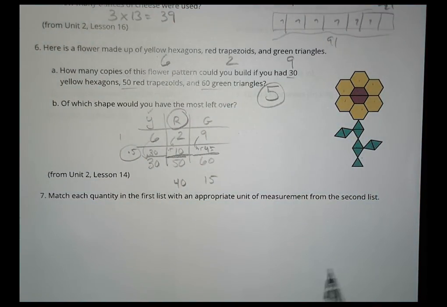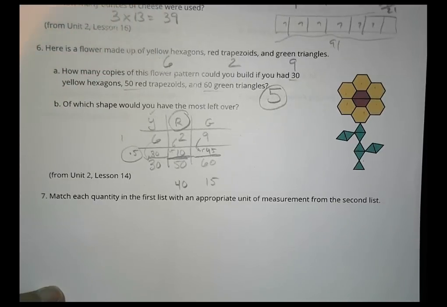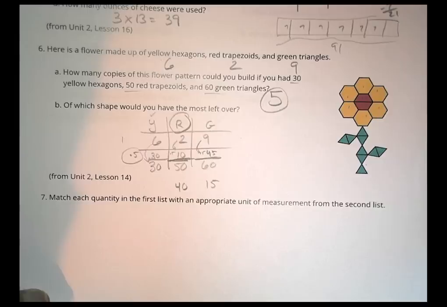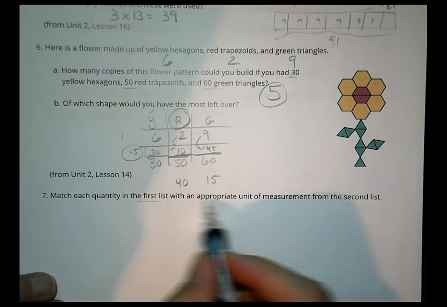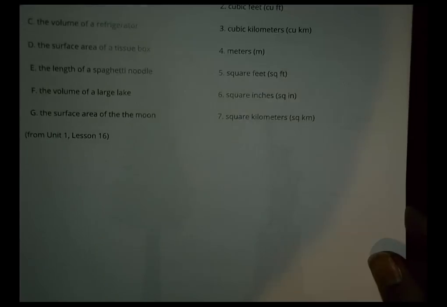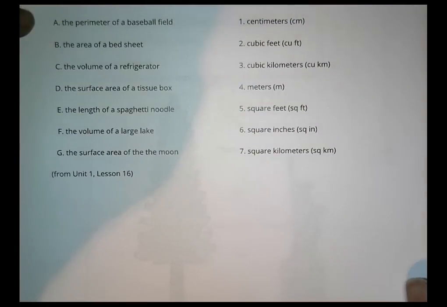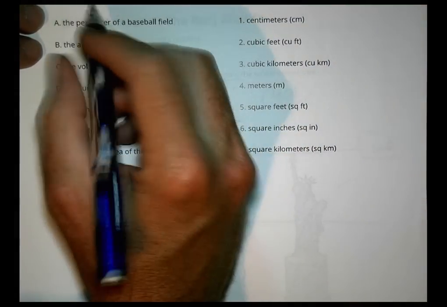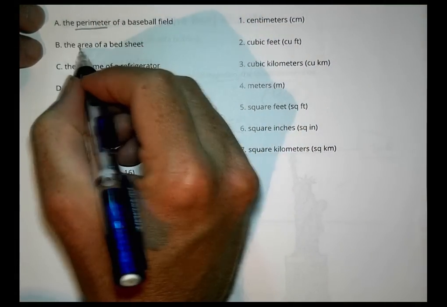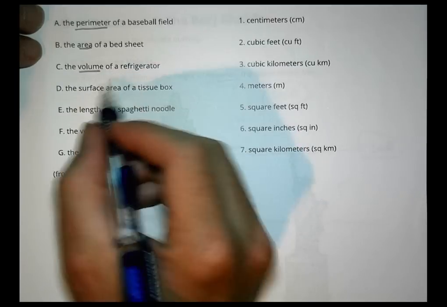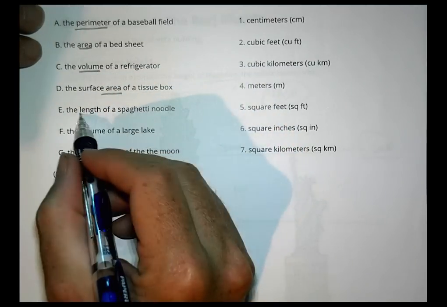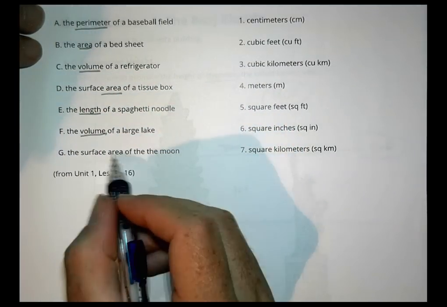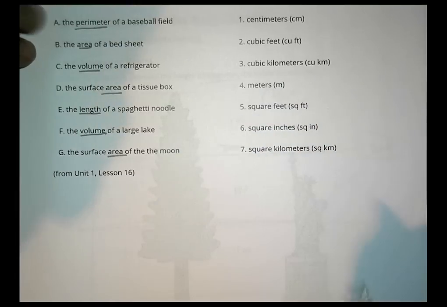Alright. And our last one is just kind of looking at some measurement tools, matching the first list with the appropriate unit of measurement in the second list. So looking at what would you use to measure each thing. So we have the perimeter of a baseball field. I'm going to look at some terms here. I have perimeter, I have area, I have volume, I have area, I have length, I have volume, and I have area. Now the size is going to matter too.